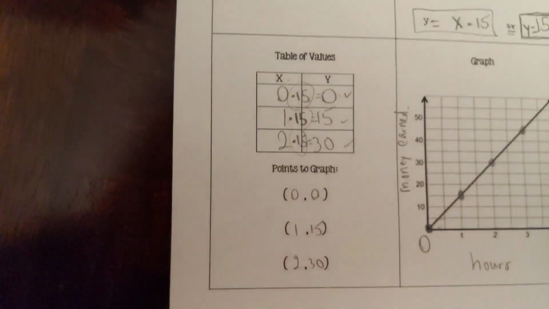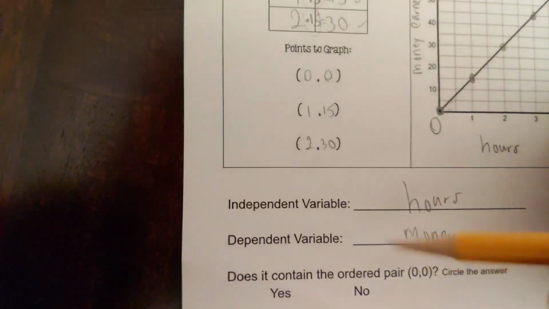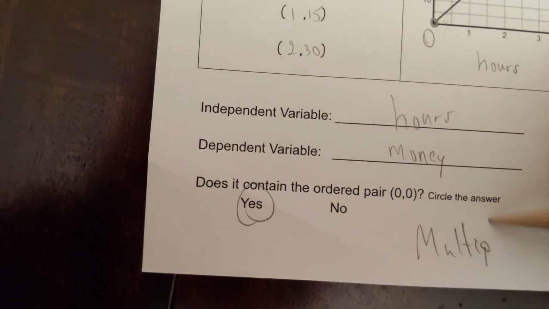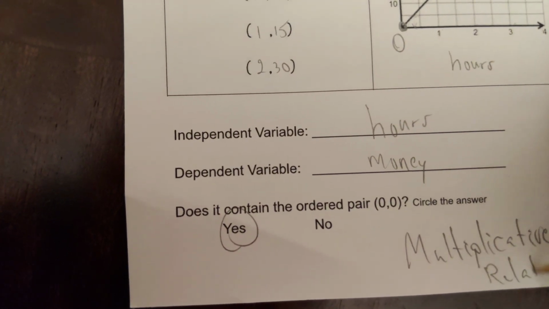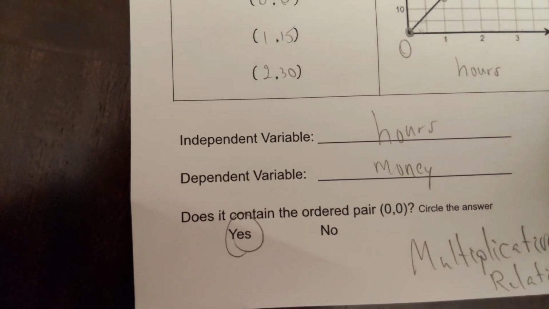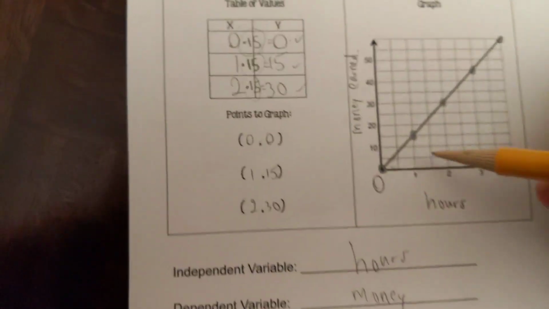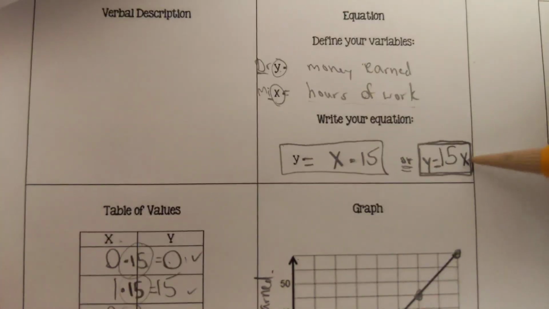Okay, so the independent variable would then be the one in the x-axis. That's the hours. The dependent is the money. It depends on how many hours you work, and it does cross at the origin. So that means this is going to be a multiplicative relationship. Okay, so hopefully you have identified that it's a multiplicative relationship because it does cross through the origin. It does contain the ordered pair (0, 0), and over here, we can see that it's being multiplication.